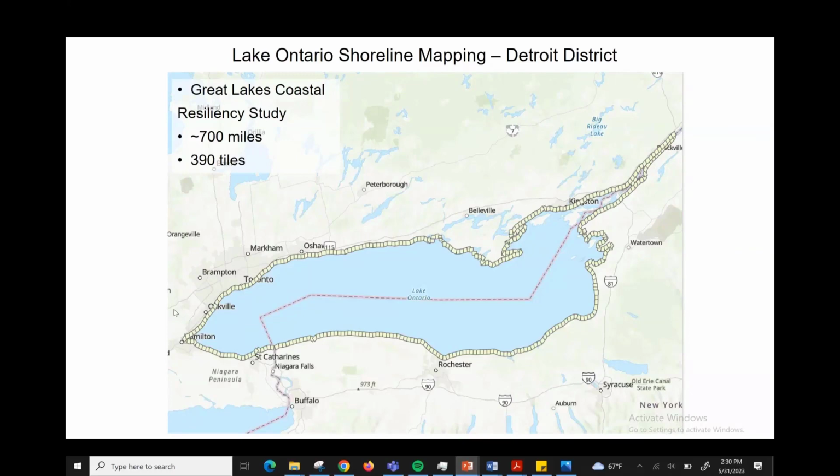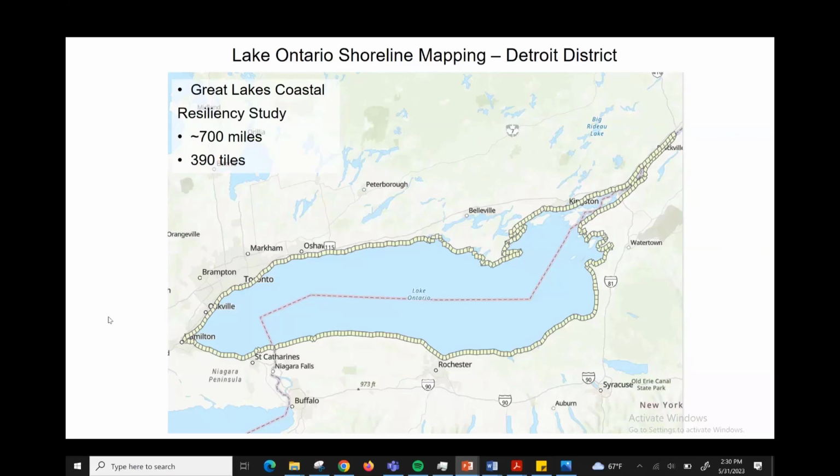An example of how this can be applied, we've teamed up with the Detroit district. We're operating primarily at a project by project site level, but we wanted to test the scalability of this tool as well. And so we were maybe a little ambitious, but we've been mapping the entirety of the Lake Ontario shoreline. So this is about 700 miles of shoreline.